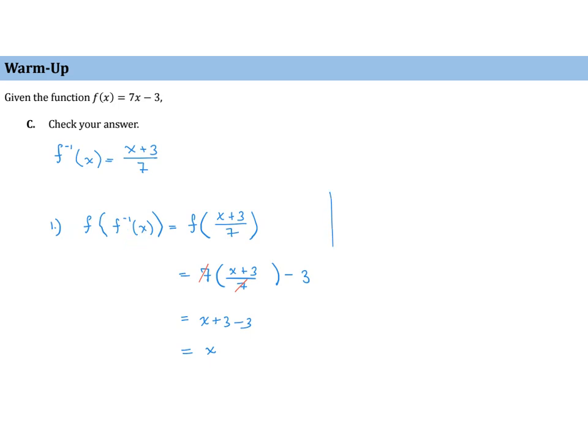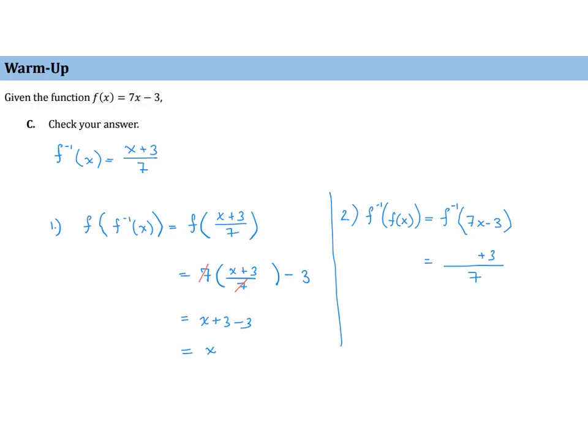Now that's not enough. We have to show also that f inverse of f of x equals x. So f inverse of x will be f inverse of, now what does f say to do to x? It says multiply by 7 and subtract 3. So f inverse will be taking that input and adding 3 to it and then dividing by 7.